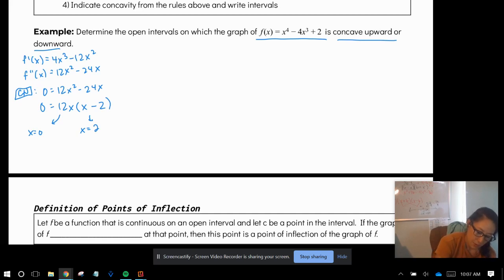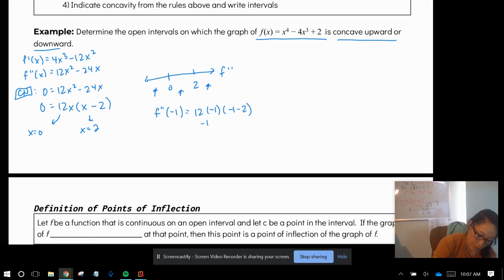Now we set up our number line. This is the number line for f double prime. I always label it so I don't forget, because all the number lines end up looking the same. I have a critical number at 0 and a critical number at 2. Now we test values in between the intervals. I'm going to use f double prime of -1, which is 12 times -1 times -1 minus 2.